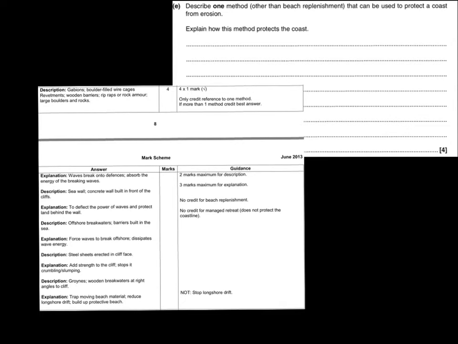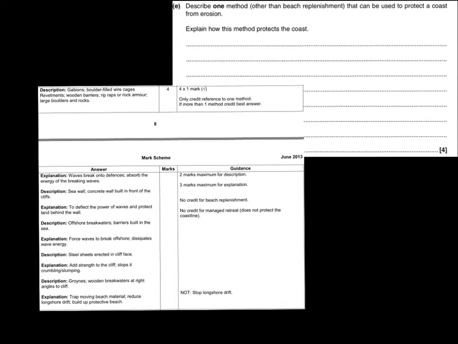And then basically, if you look down here, what you'll see, you've got the answers. So you could have gabions, okay, large boulders, rip-rap, rock armour, that type of things. Again, describe it, 1 or 2 marks, then you need to explain it. You have seawall, again, 1 mark for describing, 1 mark for explaining. Offshore breakwaters, we haven't really talked about that, but you can have that. Now, the most obvious one here is groins.